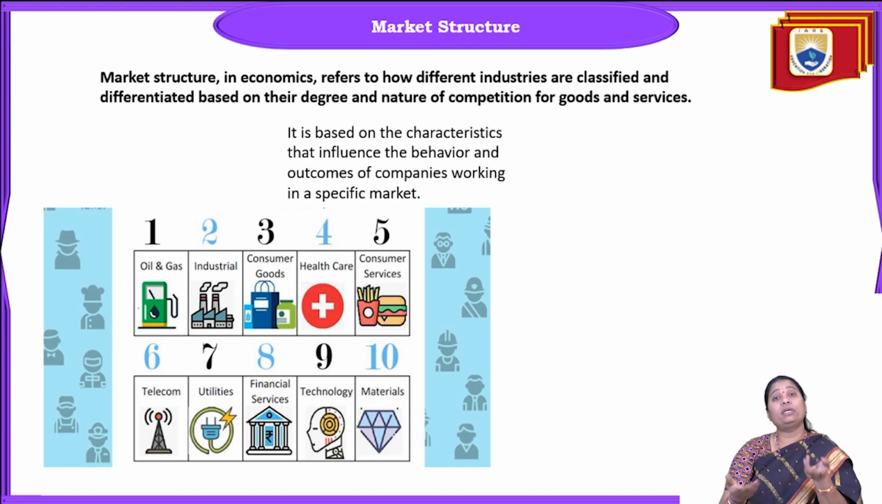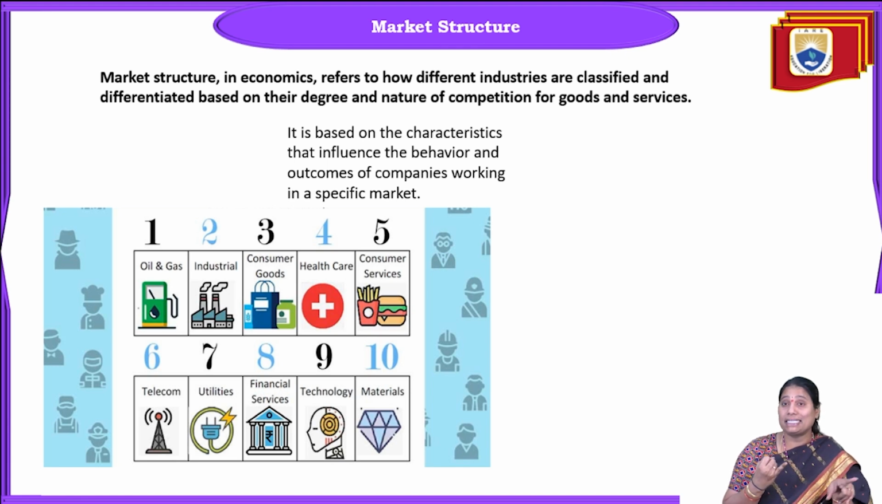Like this, for all the products, if we take them into consideration, then we can segregate them industry-wise: oil and gas industries, consumer goods industries, healthcare industries, telecom industries, utilities industries, financial services or banking industries, IT companies, raw material providing companies. So like this, we can segregate the industries based on the category of the products. Again, they're all attributed to that one.